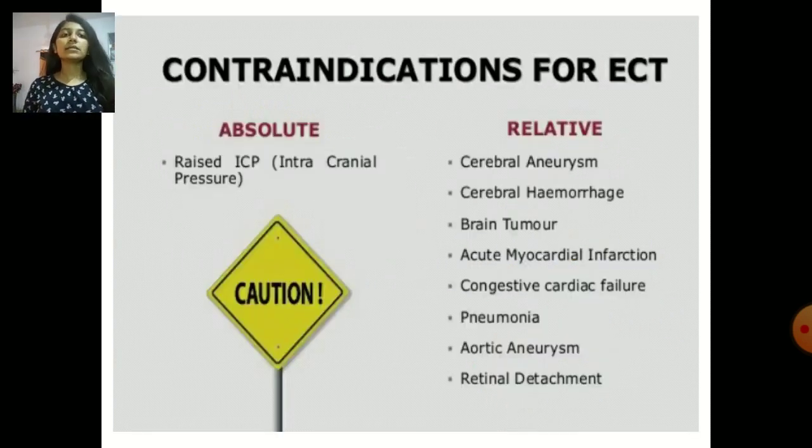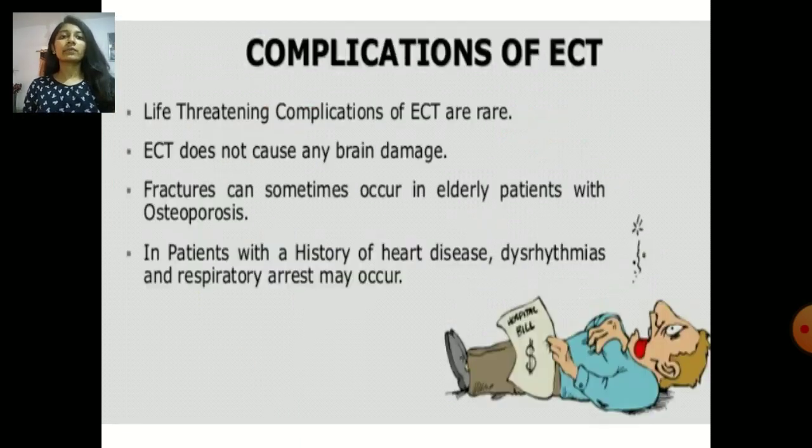Next, contraindications for ECT. First, absolute, and second, relative. First, raised intracranial pressure. Second, cerebral aneurysm, cerebral hemorrhage, brain tumor, acute myocardial infarction, congestive cardiac failure, pneumonia, aortic aneurysm, or retinal detachment. Next, complications of ECT.